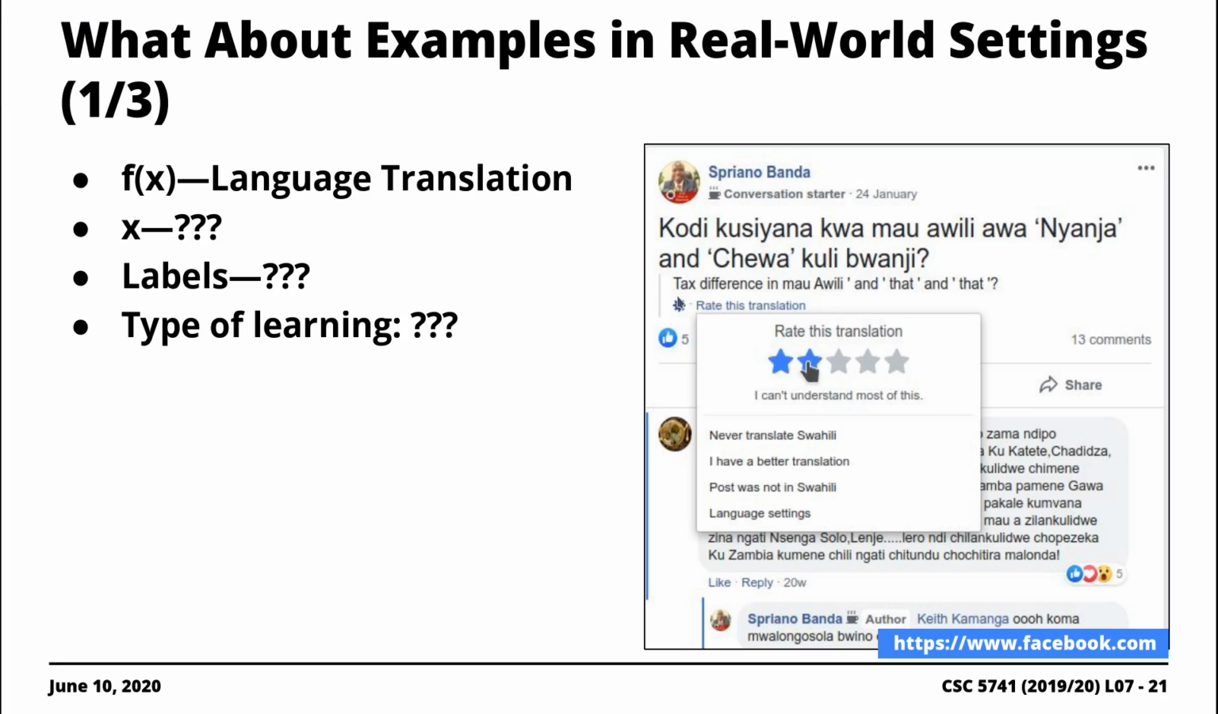So what this person is trying to do is he's asking, right? He was asking what the fundamental difference between Nyanja and Chewa is. Now, if you look at the translation here, it has really very little to do with the piece of text. The English translation here is "tax difference in mau awili" and that and that. This is ridiculous, really. This was supposed to be a 1, right?